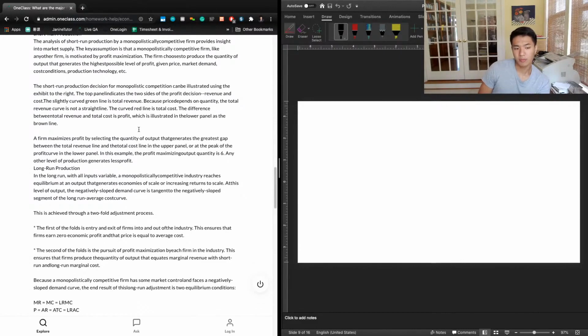The analysis of short-run production by a monopolistically competitive firm provides insight into market supply. A key assumption is that a monopolistically competitive firm, like any other firm, is motivated by profit maximization. The firm chooses to produce a quantity of output that generates the highest possible level of profit, given price, market demand, cost conditions, production technology, etc.